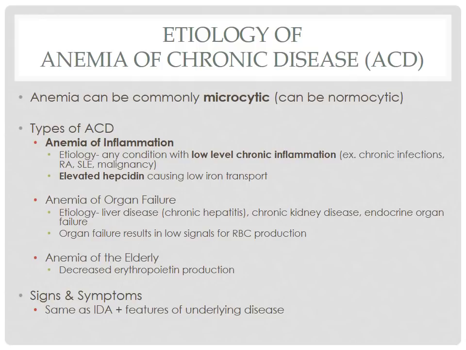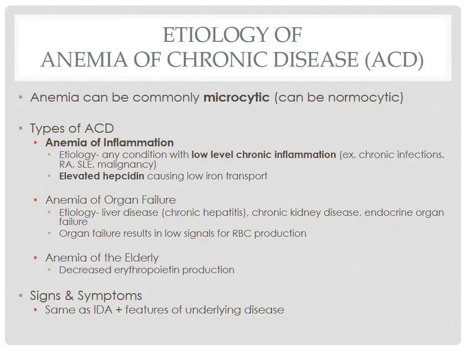In anemia of inflammation, you will see elevation of hepcidin, and hepcidin is a protein that is responsible for the regulation of the entry of iron into the circulation. For anemia of organ failure, this is usually related to either organ failure of the kidneys or the liver, and occasionally seen in endocrine organ failure. In these organ failures, the organs are no longer able to release a substantial amount of erythropoietin, and this decreases red blood cell production.